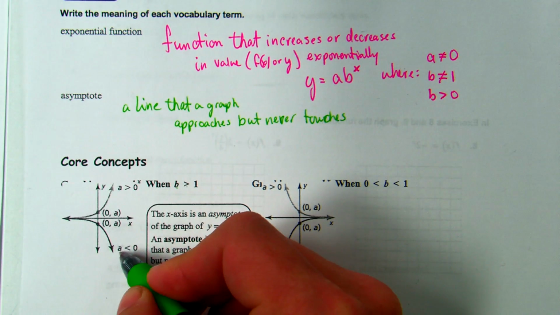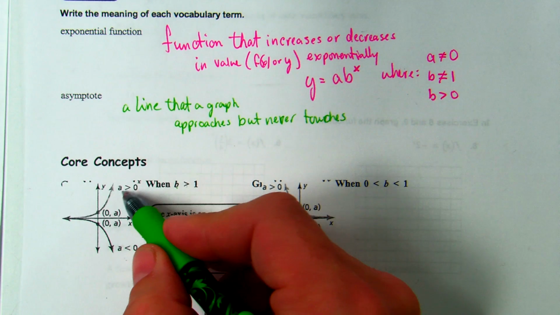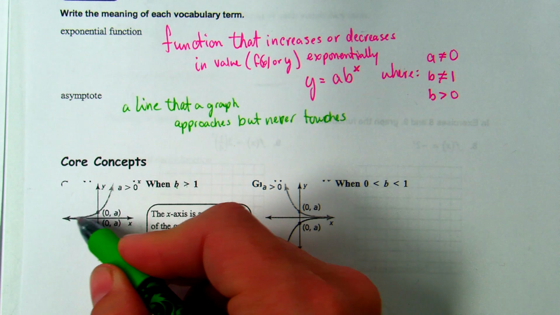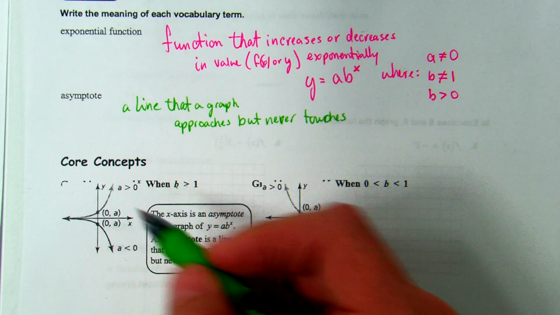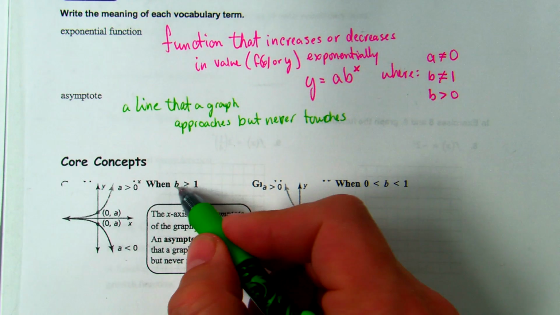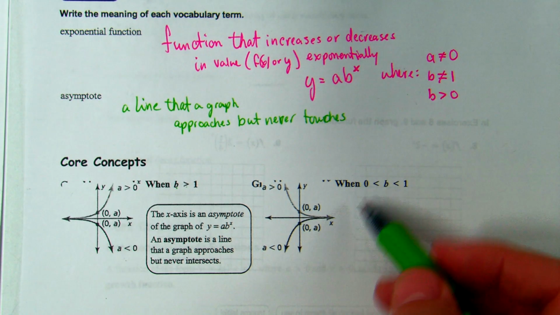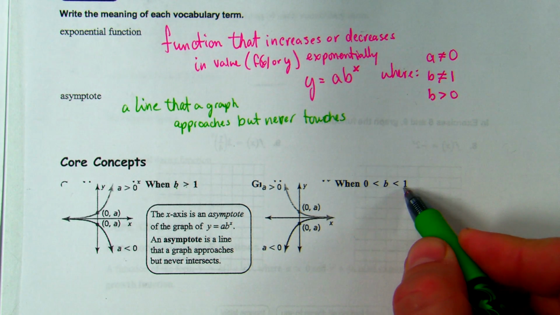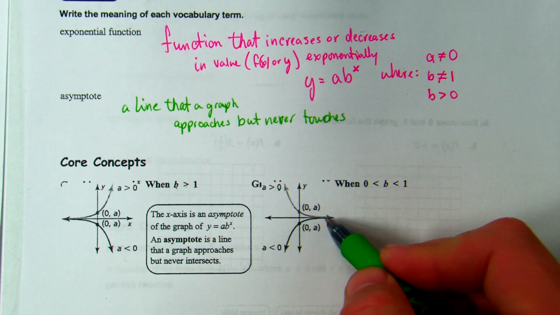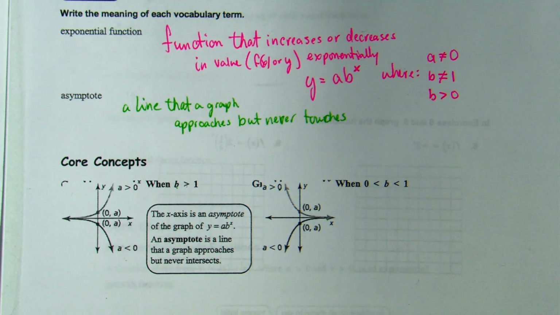On the bottom, it's when a is less than 0. So when b is greater than 1 and a is greater than 0, your graph is going to have this look to it. And if your graph is down here like this, it's because your b is greater than 1 and your a is less than 0. And then obviously here this demonstrates whenever b is between 0 and 1 and you have an a greater than 0 or an a less than 0 here. Okay, so those are just some illustrations of different conditions that you can have with exponential functions.